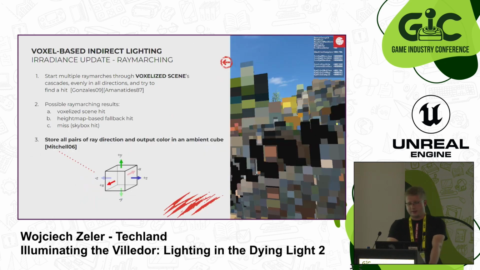In the last step of the irradiance update, we must pack all sets of directions and colors into ambient cubes. To avoid popping, we are smoothly fading the new values over the old one. As storage for irradiance, we are using 6 3D textures, one for each direction, and a 7th texture for an average value, because we'll use it later for volumetric effects.